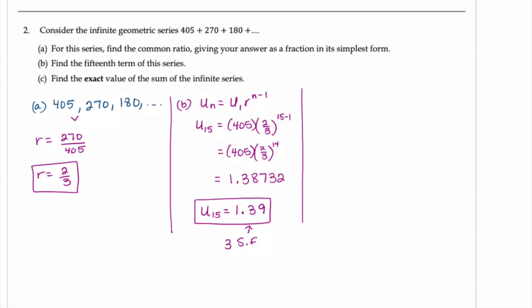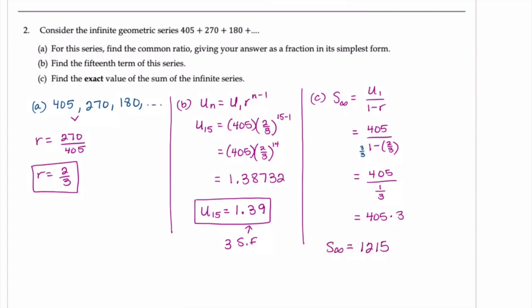And last one, we want to find the exact value of the sum of the infinite series. We are going to use our formula. Plugging in everything we know. And it says find the exact value, so we are going to work with the fraction. And for the sum of the infinite series, we get a value of 1215. So that is it.